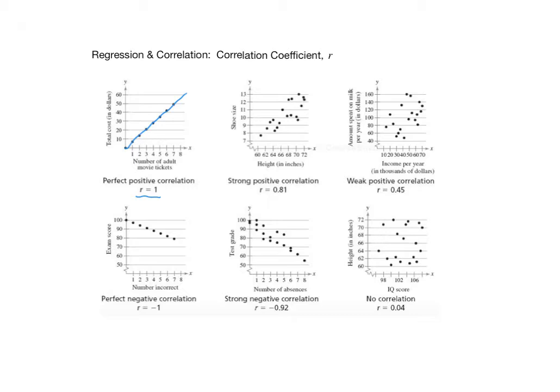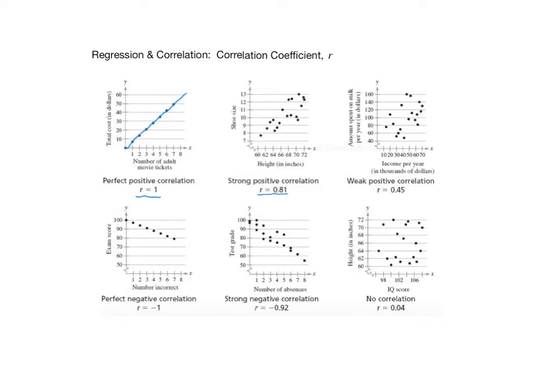Let's look at the next scenario, checking out the relationship between height and shoe size. Well, roughly, as you get taller, you usually have a larger shoe size. So it's not perfect. It doesn't lie right on a line like this one does, but roughly it lies near a line, and in this case is increasing, so it would be positive. We would consider such a relationship here a strong positive correlation, and it has a correlation coefficient of 0.81.